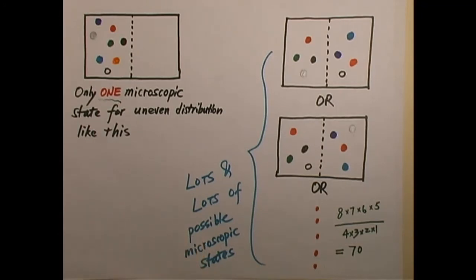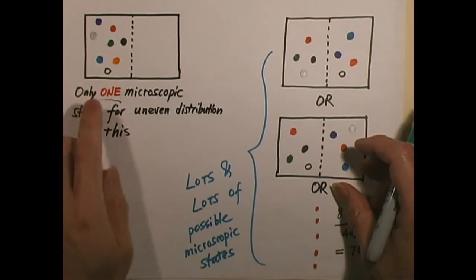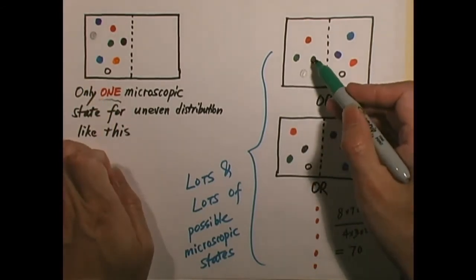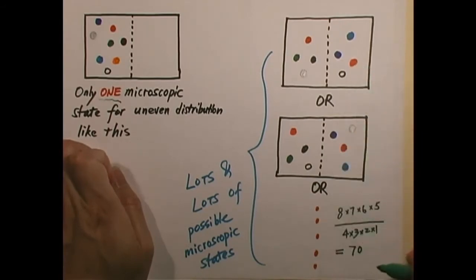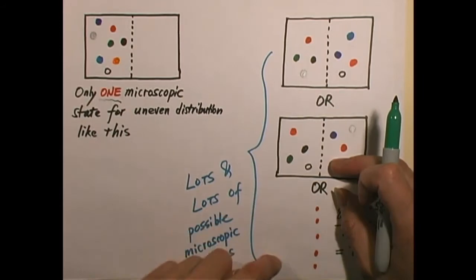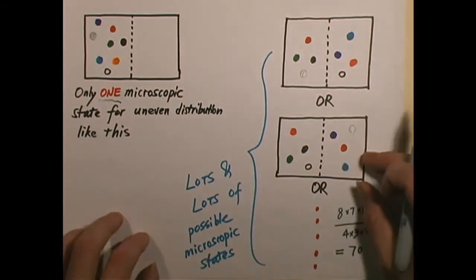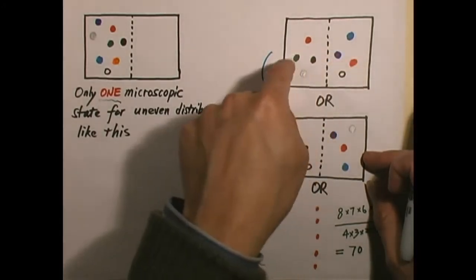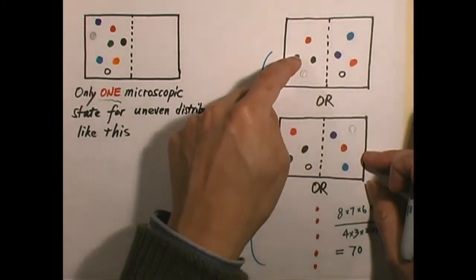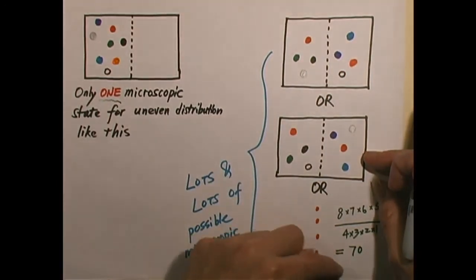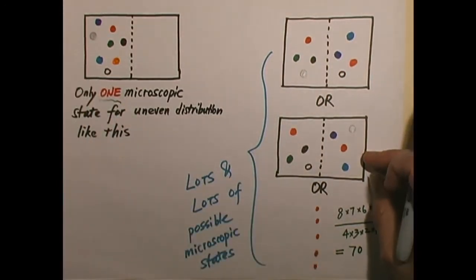So in this case of 8 molecules, if you want to put everything on the left-hand side, there's only one microscopic state to make that happen. If you want to put 4 on this side, 4 on that side, there are 70 different ways to make this happen. And each of these pictures has the same exact chance of appearing. So how likely is this compared with that? Well, an even distribution with 4 molecules on this side, 4 on that side, is 70 times more likely than this uneven distribution.